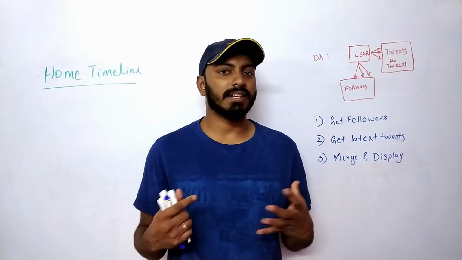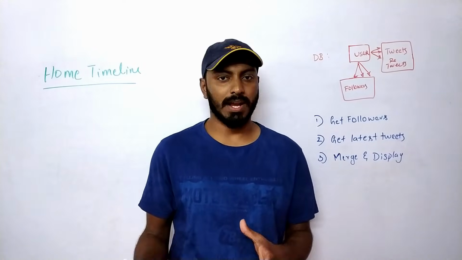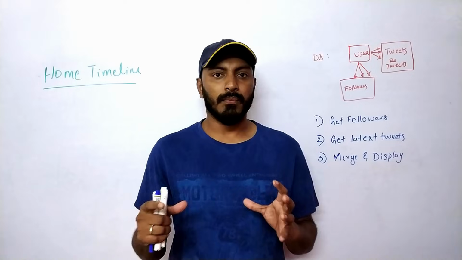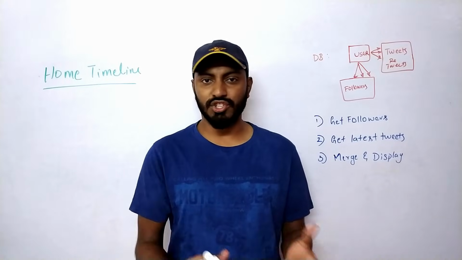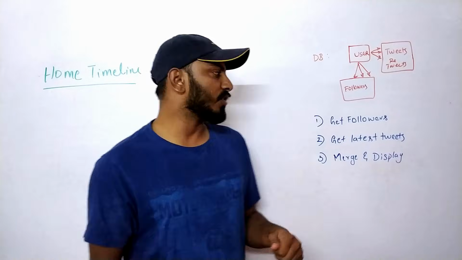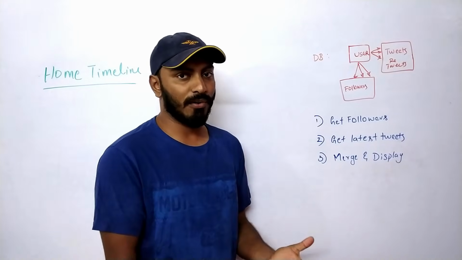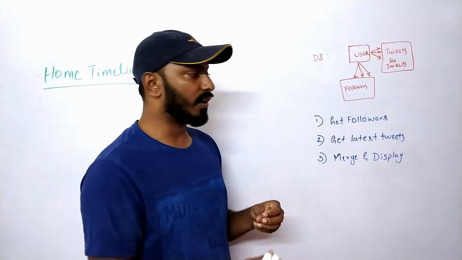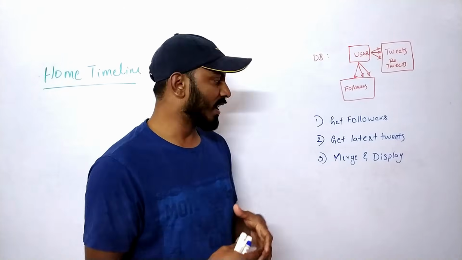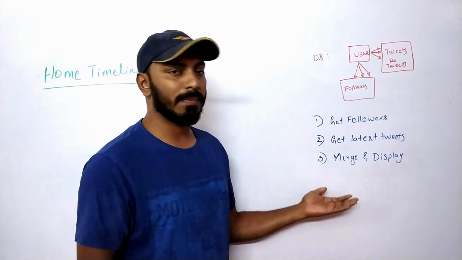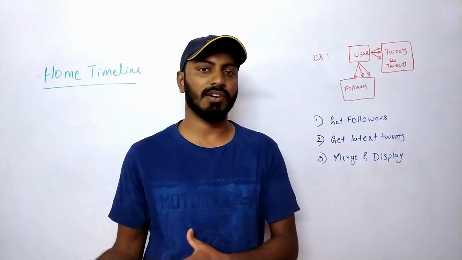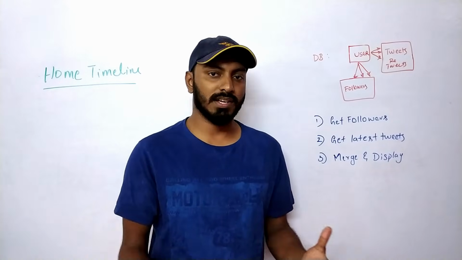Now let's see how to get the data which is needed to show in the home timeline. It looks something like this, which contains all the latest tweets of the people you are following or the pages you are following. And how to get this data? It is very simple, right? What you need to do is first get all the accounts you are following. And then for each one, get all the latest tweets. And then you need to merge all these tweets and sort by date and time, and then display on the home page all the latest tweets made by everyone whom that particular user is following.